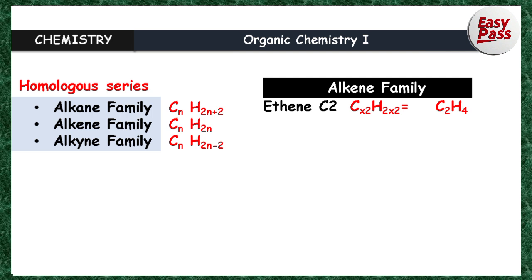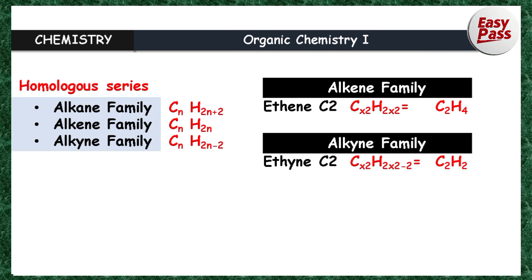For alkane family, let's also solve for alkane family. Use this formula, CnH2n minus 2. We are using C2, which is what? Ethane. As the number of carbon is increasing, your n is increasing. Here we have it like this: C times 2 equals H2 times 2 minus 2.